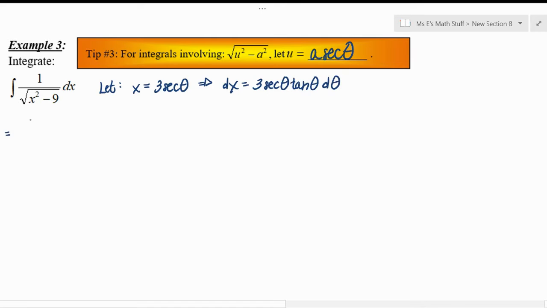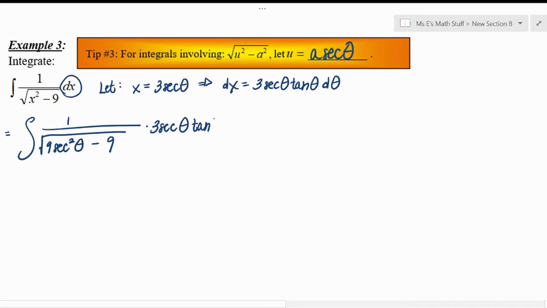With these problems, you have to promise yourself that it always looks super bad right before it cleans up. So, what would x squared be? It would be 9 times secant squared theta, and then bring down the minus 9. And don't forget to swap out dx for, in this case, 3 secant theta times tangent theta d theta.